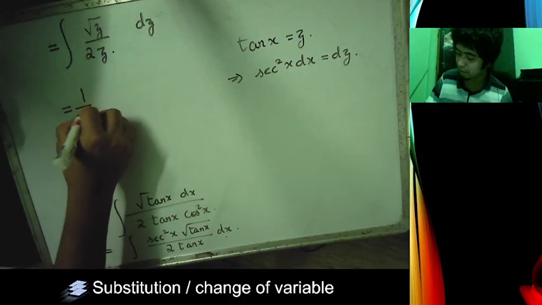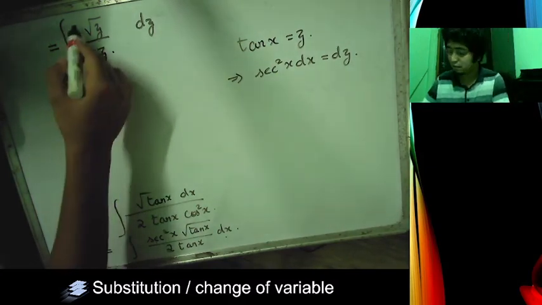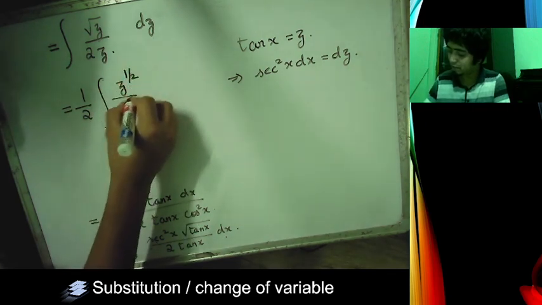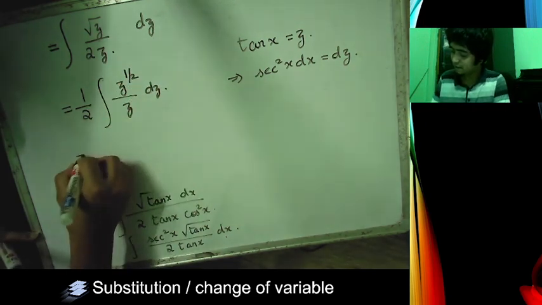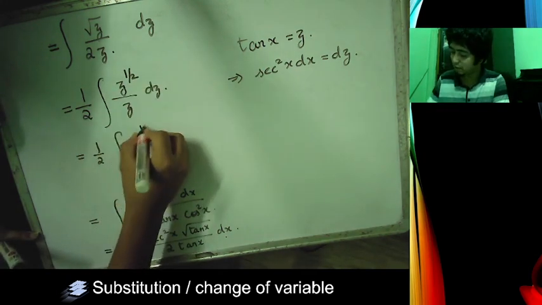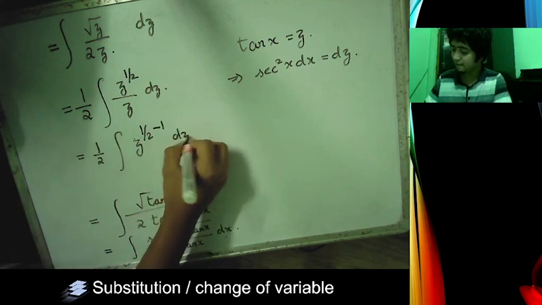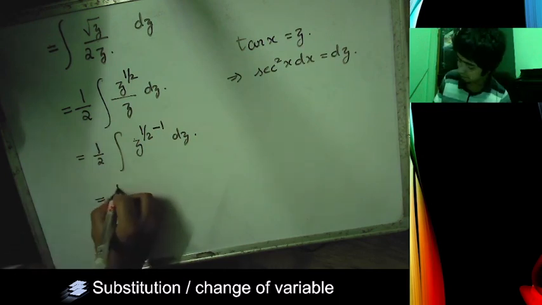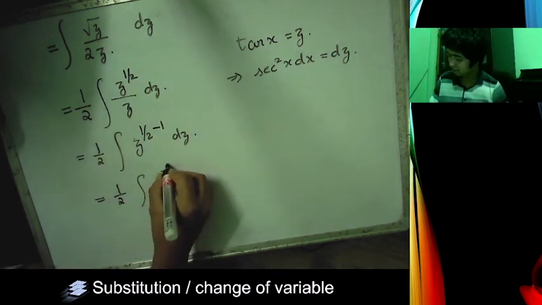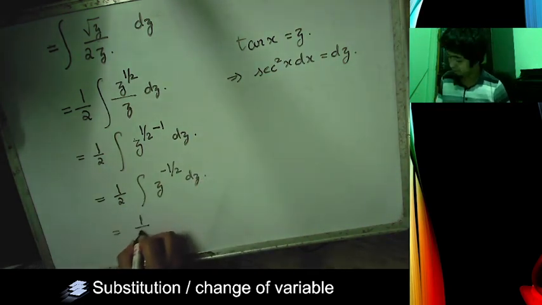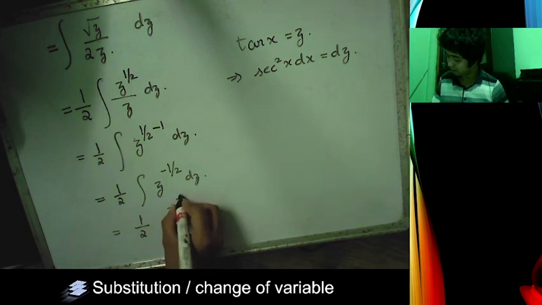The 1 by 2, the constant, I can take it outside. And over here, this one you can write as z power 1 by 2 by z dz. Take the z upwards, and we'll be having z power 1 by 2 minus 1 dz. So you'll be having 1 by 2 z power minus 1 by 2 dz. So ultimately you will be having 1 by 2. We can use this formula.